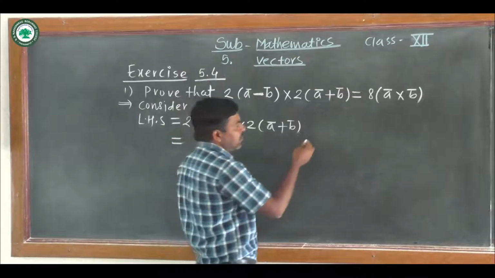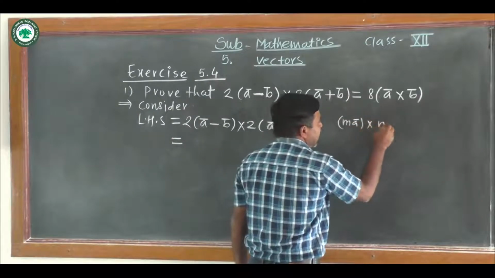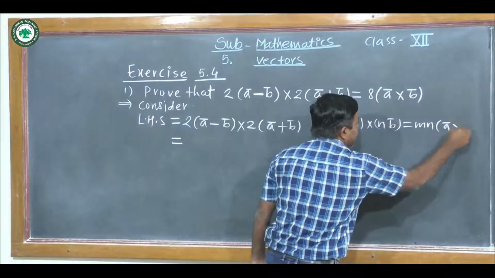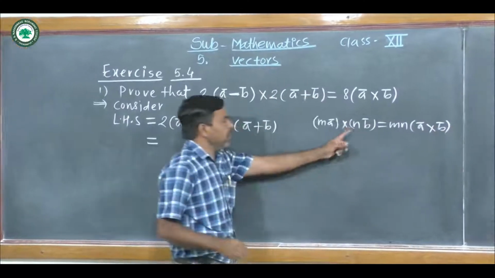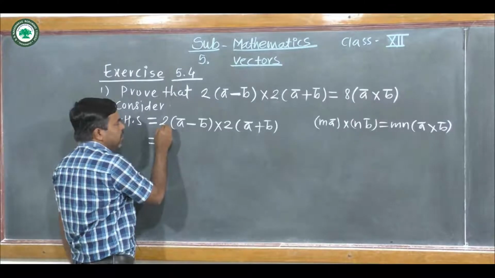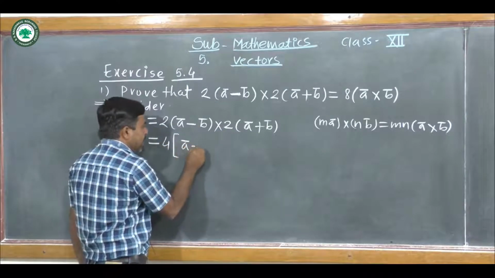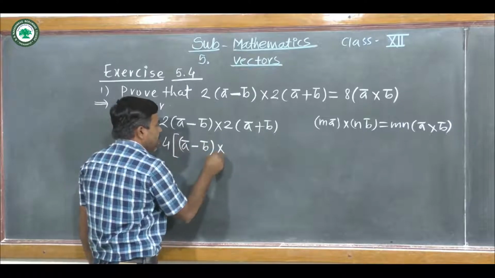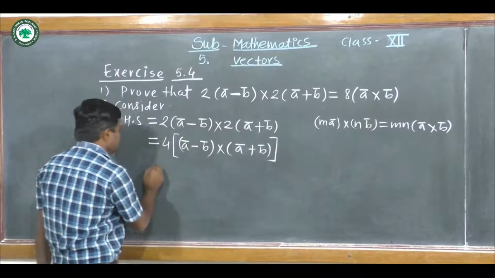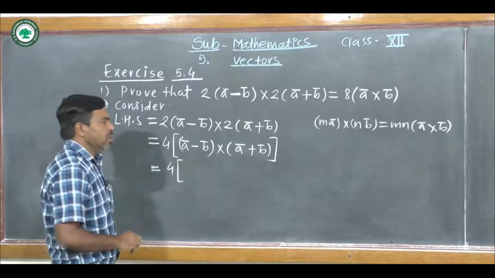See, we have seen one property that m into a bar, its cross with n into b bar is equal to mn into a bar cross b bar. Now here we have to use this property. So which is equal to m into n, that is 2 into 2, 4 into a bar minus b bar, its cross with a bar plus b bar. Again it is equal to 4 into in bracket, now distribute this cross product.